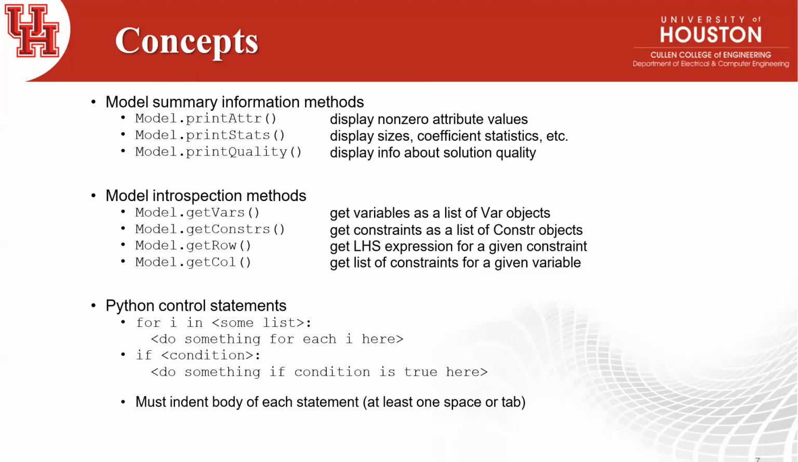There are also some methods that can be used after solving a model. For example, we can print the attributes of the solution, such as what the variable values are. We can also print the status and quantity, and we can get the variables and get the constraints with these methods. With them we can know the solution that is returned to us.